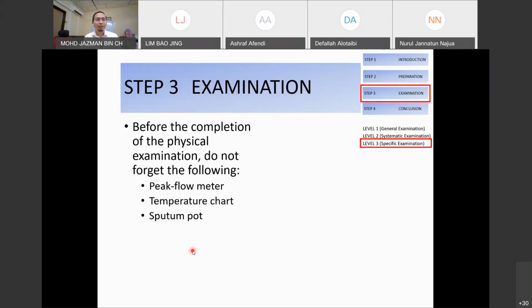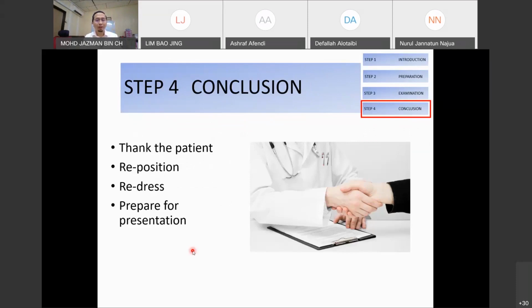For example, I've examined this patient. I would like to complete the examination by doing the peak flow meter. And then I would like to look at the temperature chart to look for any fever. And lastly, I would like to check the sputum pot to look for the character of the sputum. So we are at the final step of our examination.